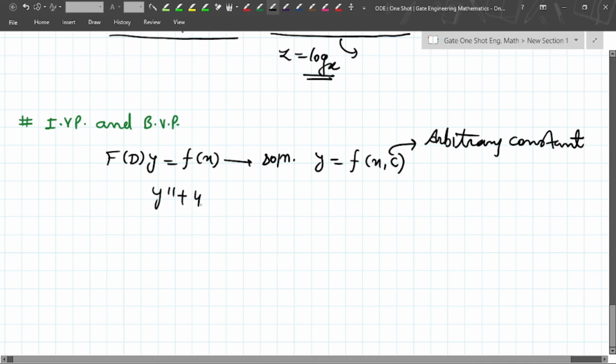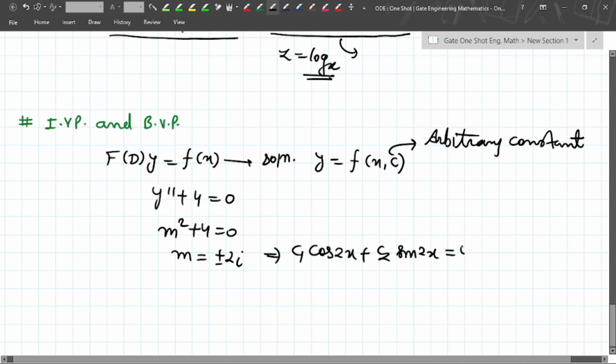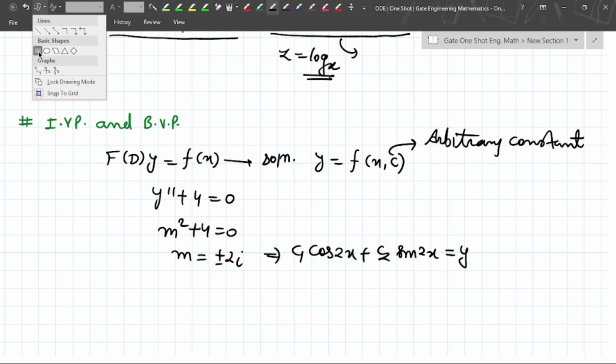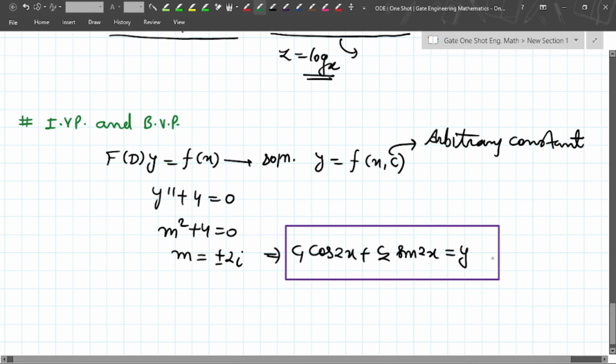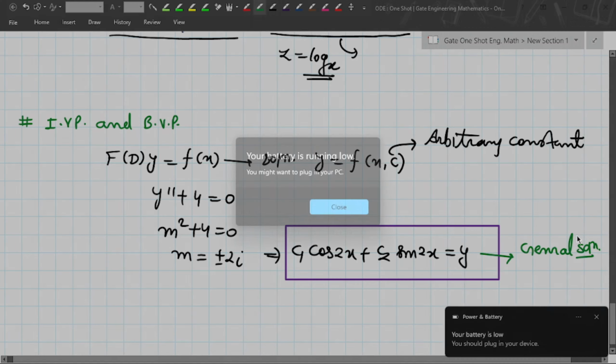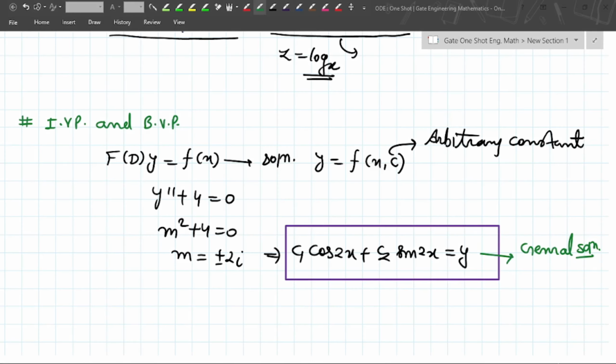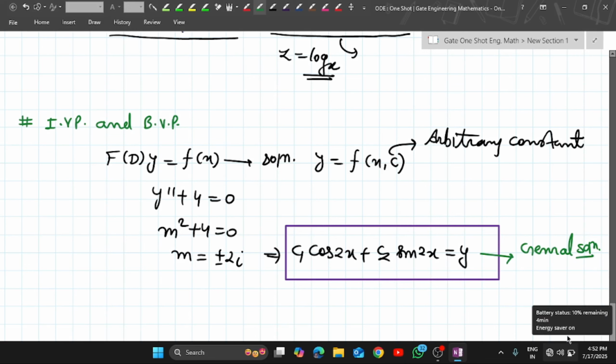If I have a differential equation y double dash plus 4y equal to 0, then the auxiliary equation is m square plus 4 equal to 0, then m is equal to plus minus 2 iota, and the solution will be c1 cos of 2x plus c2 sine of 2x. This is nothing but the general solution. Now the question is how can we find the particular solution?